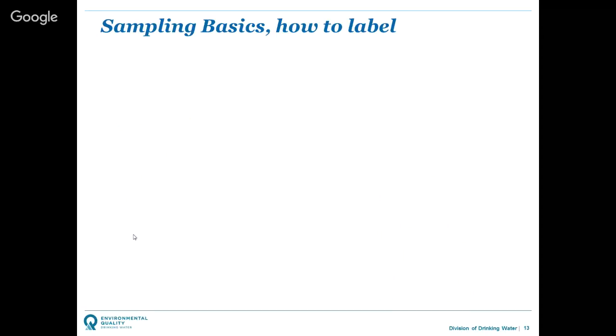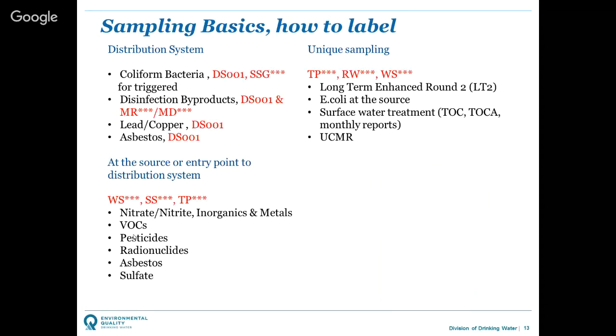Sampling basics, how to label. So how do I put all of those terms together? If I'm taking a coliform sample, it's going to be DS001, or SSG for triggered samples, or WS if it's just at that single well or a single source. Disinfection, DS001, and then MR and MD. Lead and copper, always for the facility, DS001. Asbestos, DS001.